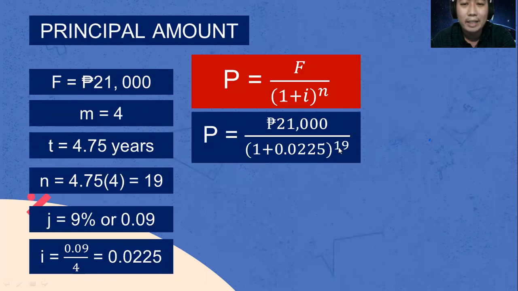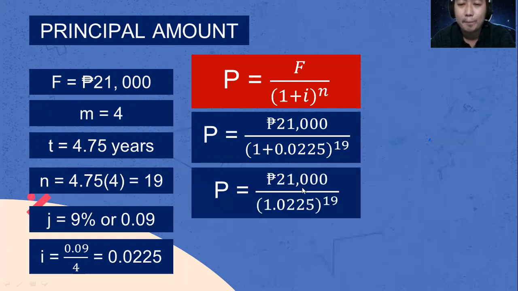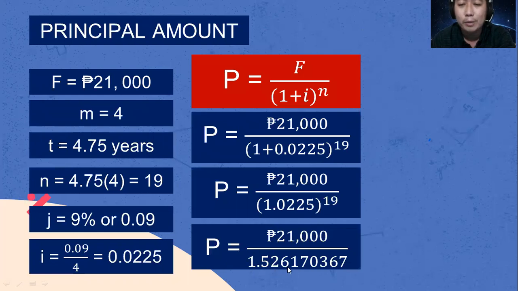Then n is 19. The first step, add 1 plus 0.0225. The answer is 1.0225. Then we are going to get the value of 1.0225 raised to 19. 1.0225 raised to 19 is 1.526170367.